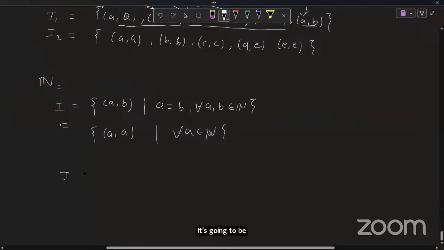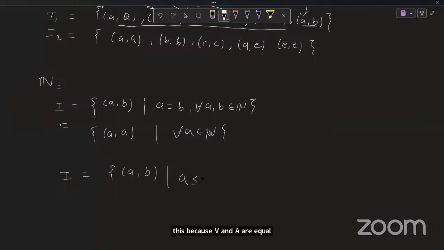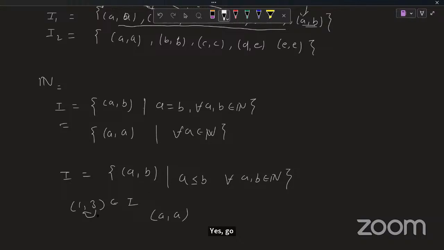Another example: I is the set of (a,b) from the same set N such that a is less than or equal to b, for all a, b belonging to N. Is this an identity relation? No. Why? Because (1,3) is also inside I. But if I is an identity relation, I need only the same kind of element, and here 3 is different from 1. So this is not an identity relation. I hope you understood the concept of identity relation.